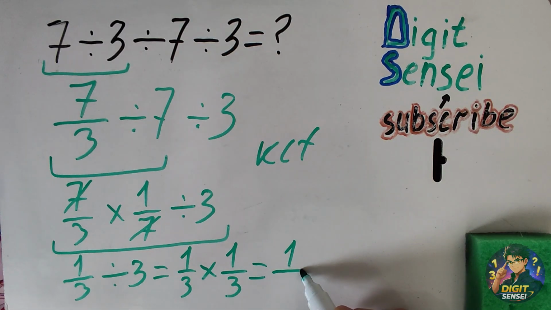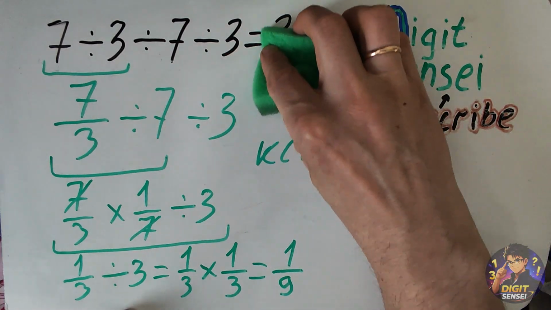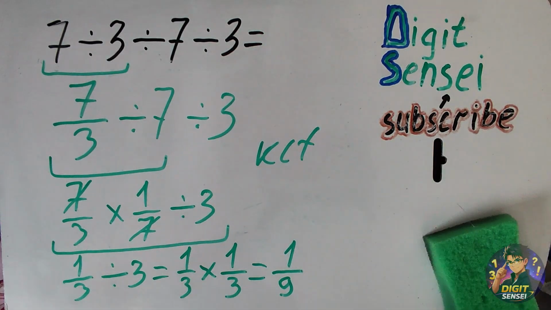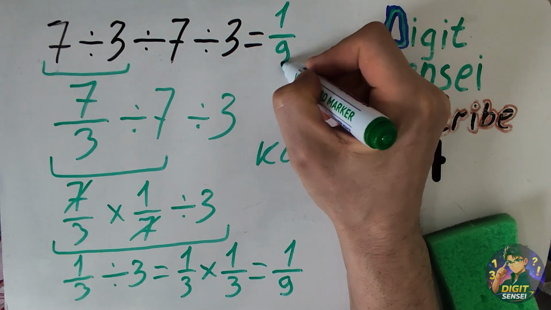And 3 times 3 equals 9. So 1 over 9. And this is our final answer to this problem. The correct answer is 1 over 9.